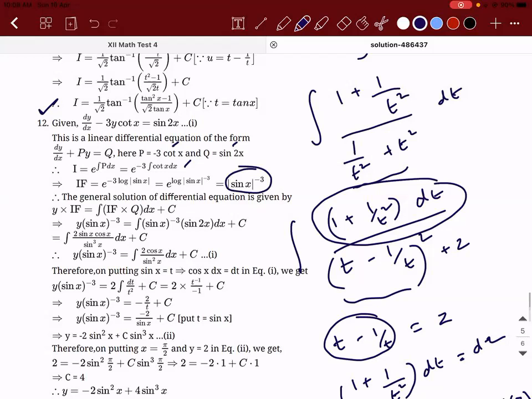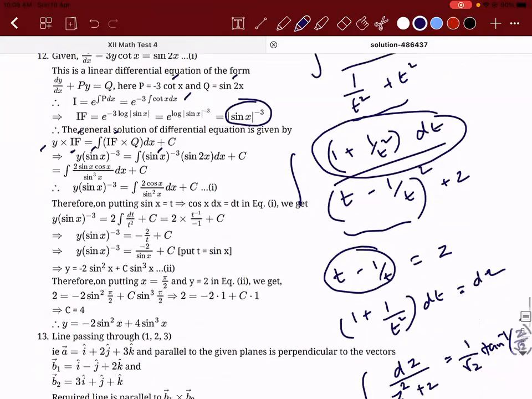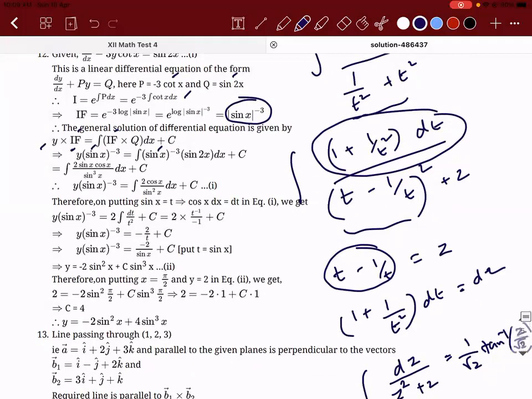Y into the integrating factor is equal to the integral of integrating factor into q dx plus a constant. So y into sine x to the whole power minus 3 is equal to integral of sine x to the whole power minus 3 into sine 2x dx. After that, when you integrate it, you will get the final expression as y is equal to minus 2 sine square x plus c sine cube x.